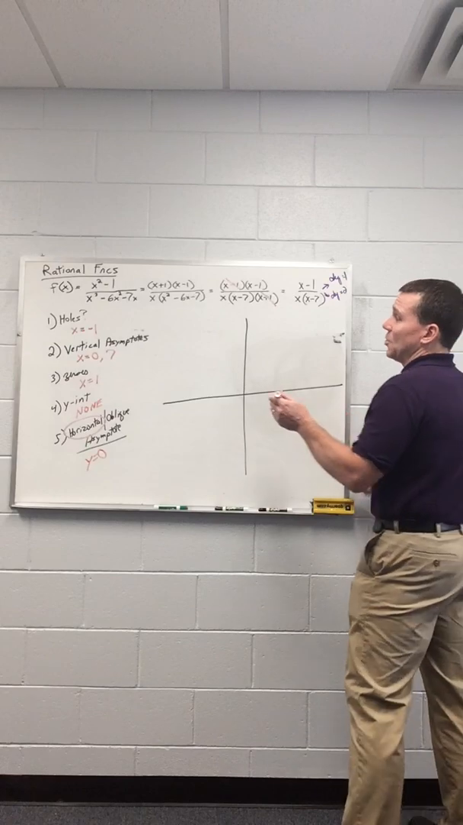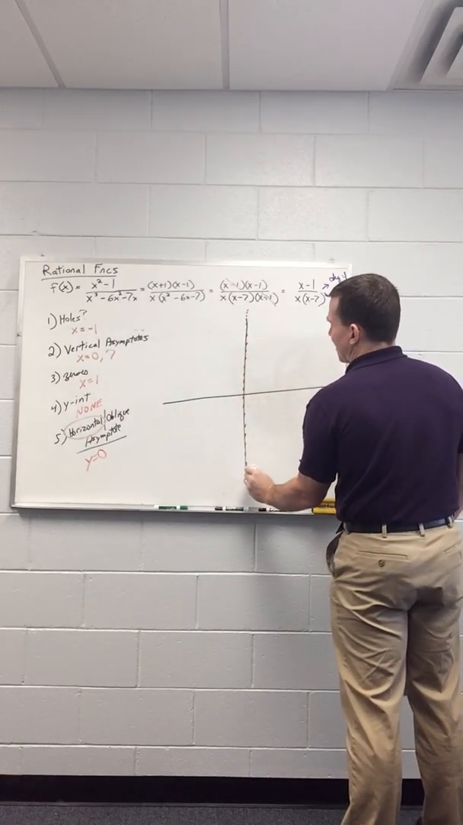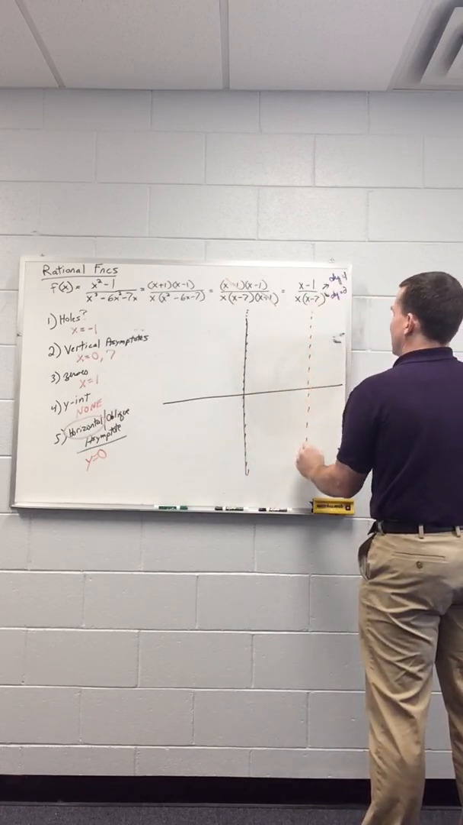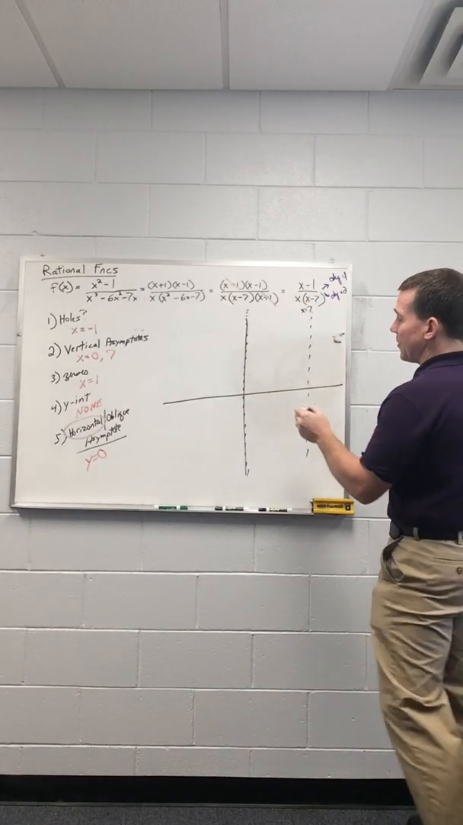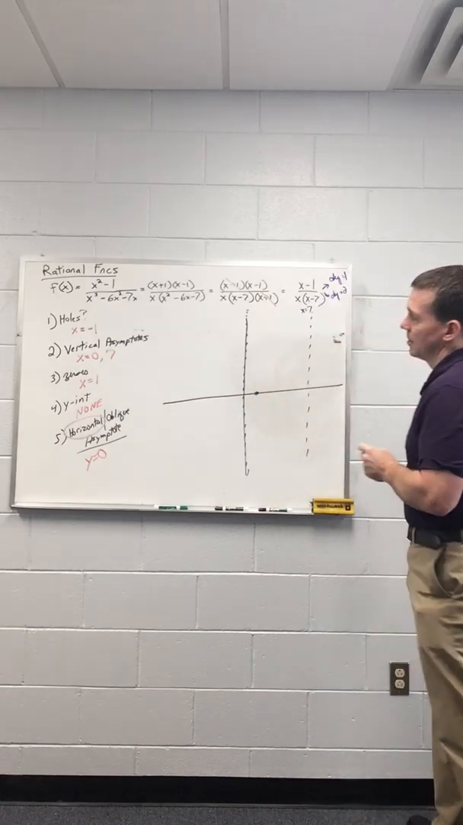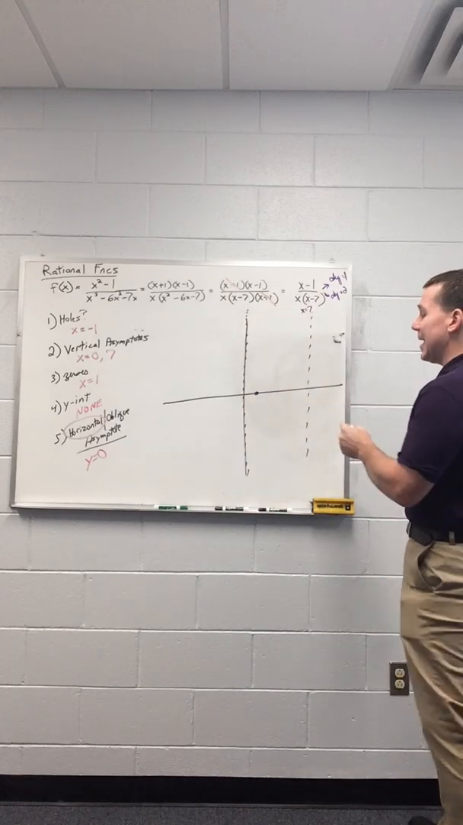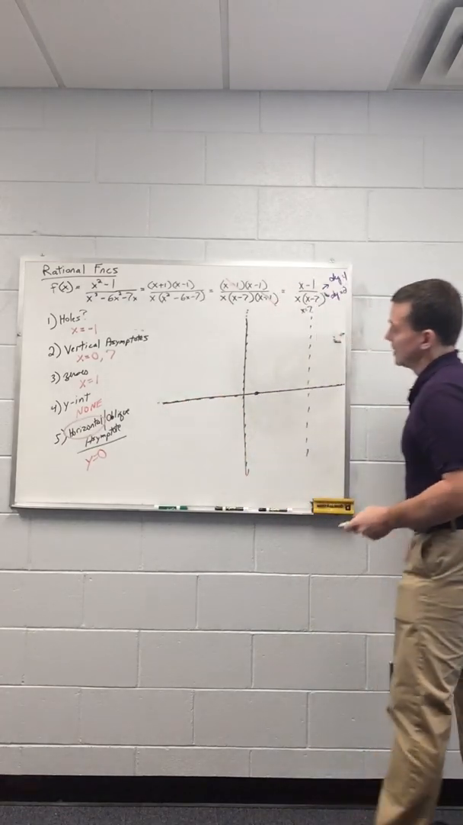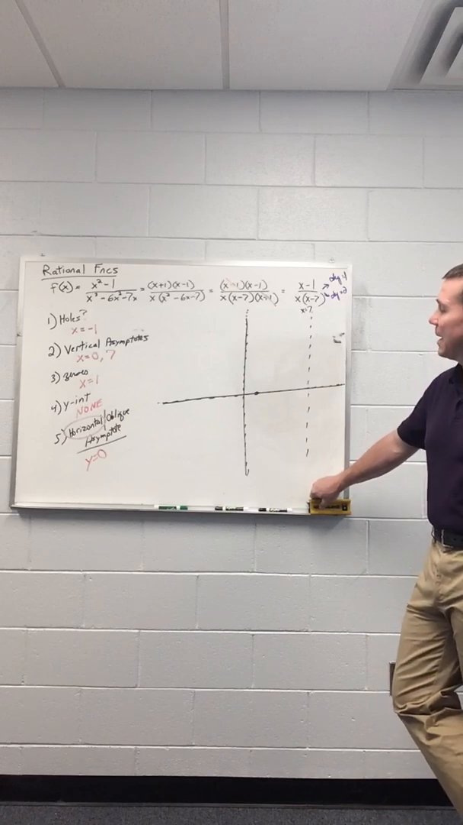I have a vertical asymptote at 0 and 7. I know it's a little hard to see with the black and the purple together, but we have one at 0 and one at 7 right here. We have a zero at x equals 1, which we'll say is right here. There's no y-intercept because I have a vertical asymptote there. And I have a horizontal asymptote at y equals 0, like that. That's all the information I have. Now I should be able to sketch it.